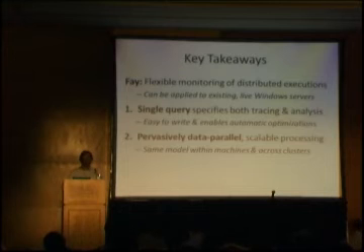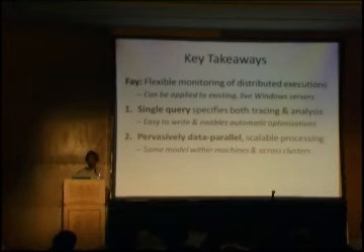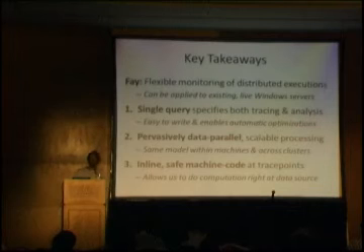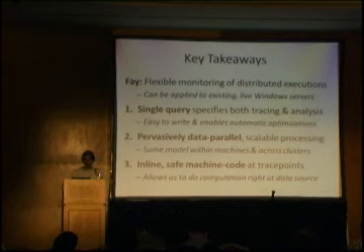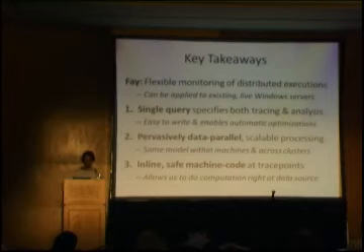Secondly, Fay is pervasively data parallel. It applies the same computation model both within machines as well as across entire clusters, which makes the system very, very scalable. And thirdly, Fay leverages the inline and safe execution of arbitrary machine code right at the trace point. So this allows us to do any kind of computation right where the data source is. And we'll see later how that is very useful for the system as well.